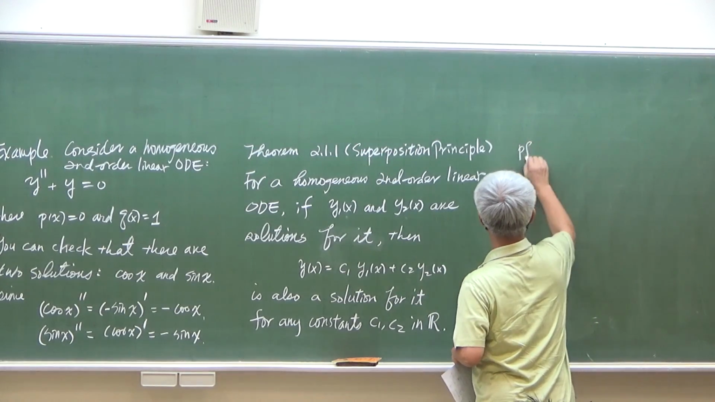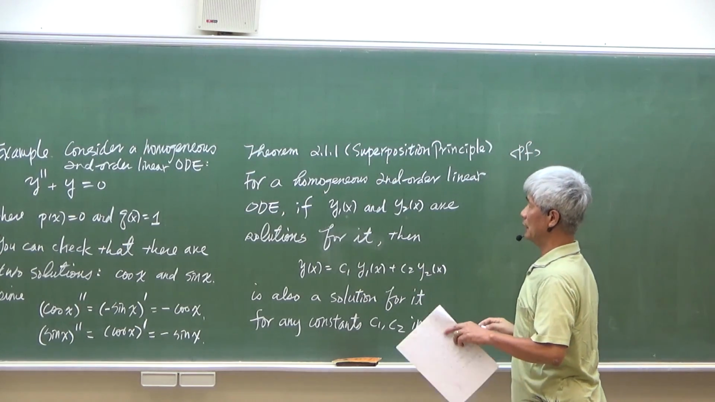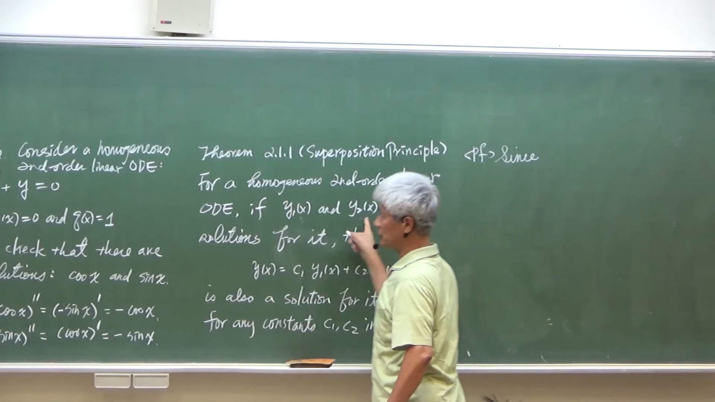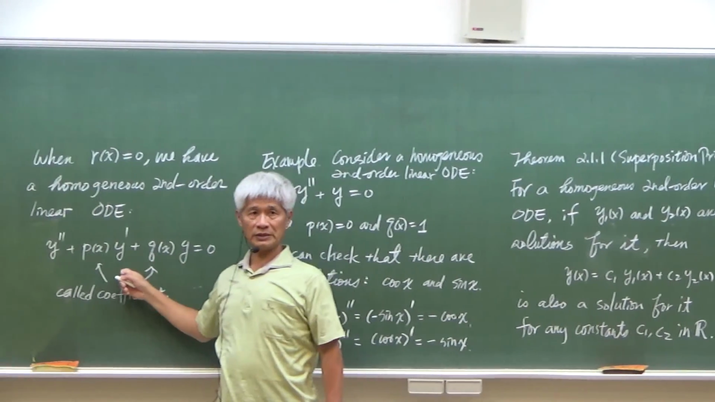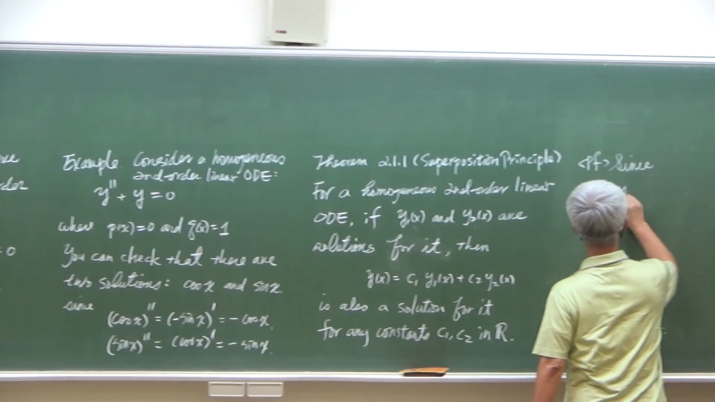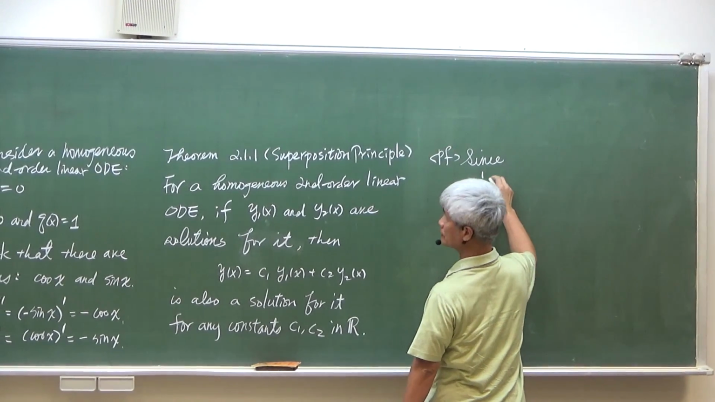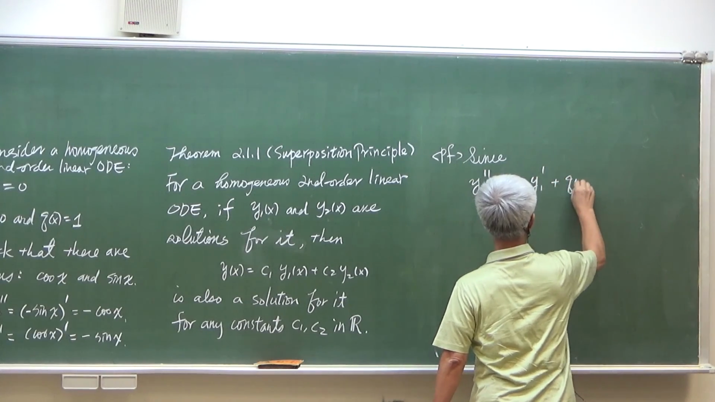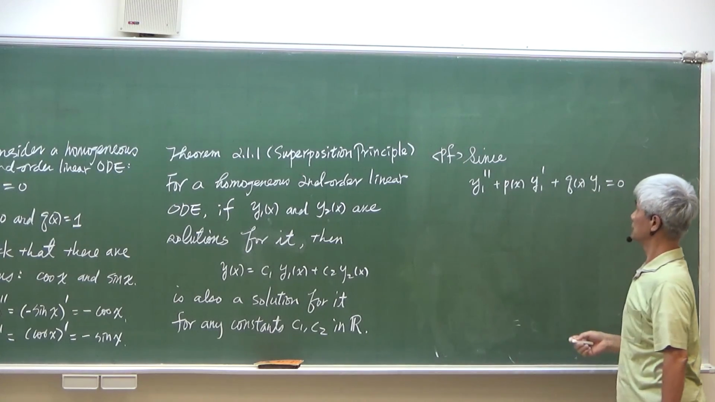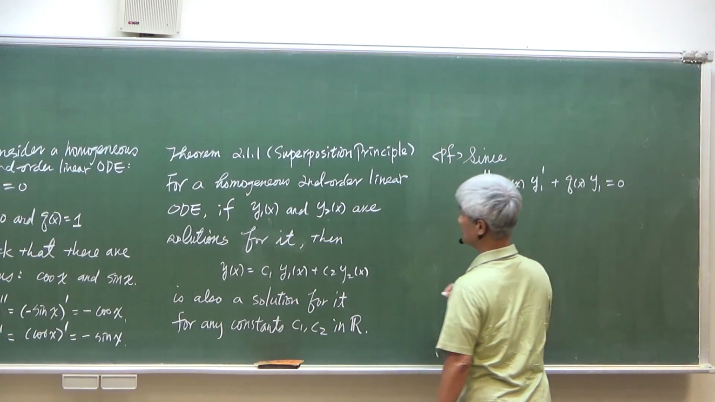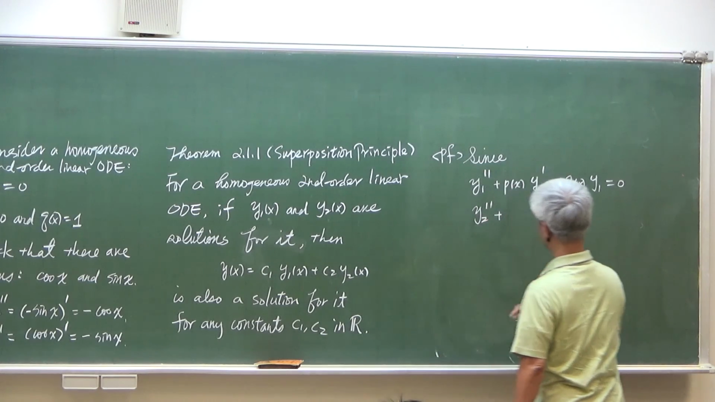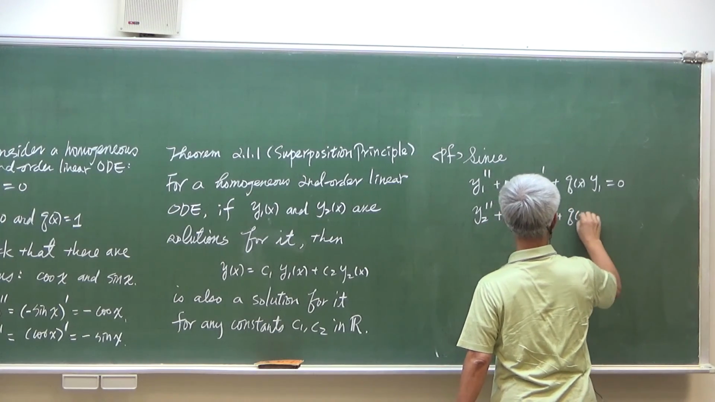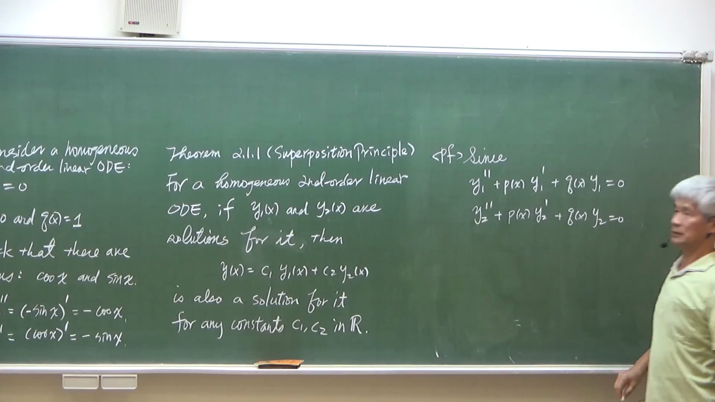Now the proof is quite simple. Since y1 of x and y2 of x are solutions of this ODE, we have y1 double prime plus p of x, y1 prime plus q of x, y1 equals 0. And for the y2 function, y2 double prime plus p of x, y2 prime plus q of x, y2 equal to 0.